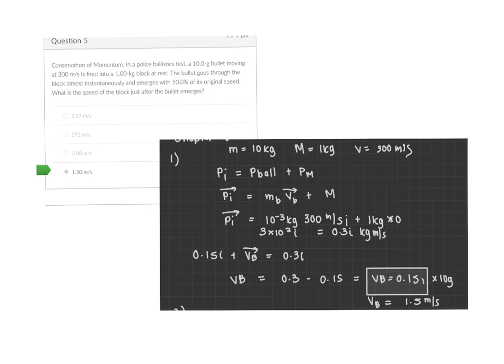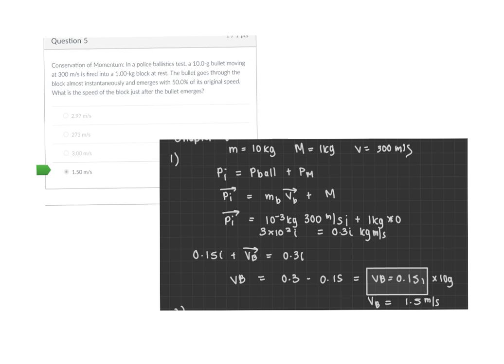which is that block. So it's basically P initial equals m_B, the mass of the bullet, times the velocity of the bullet, plus the mass of the M. So we have 10 to the negative 3 kilograms times 300 meters per second, plus 1 kilogram times 0, since it's at rest and has no velocity. Then when we simplify this, we still have to find what that V_B is.